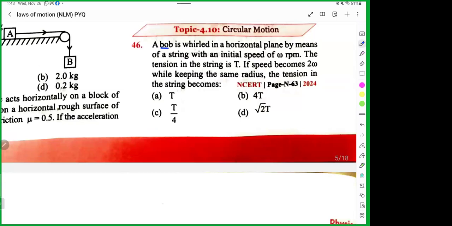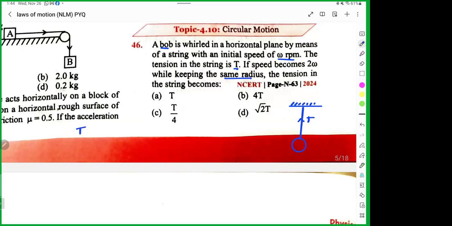A bob is whirled in a horizontal plane by means of a string with some initial speed. This is the roof, you have a string attached to the bob and it is rotating. Tension in the string is T. If the speed of the bob becomes double, with angular velocity changed and radius the same, what will be the tension in the string?